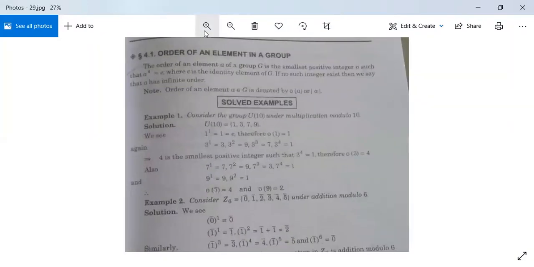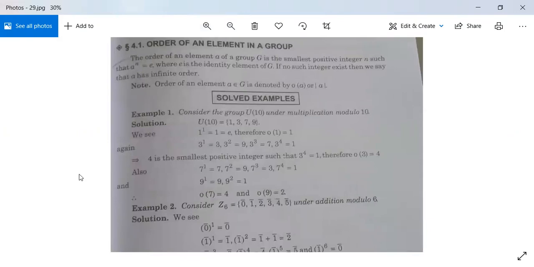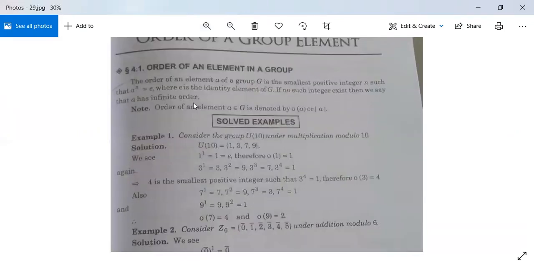इसके बाद ऑर्डर की बात आती है. ऑर्डर ऑफ एन एलिमेंट इन ए ग्रुप. देखें डेफिनेशन and there are some examples. The order of an element a of a group G is the smallest positive integer n such that a to the power n is equal to e. उस केस में n को कह देंगे order of a, where e is your identity element of G. If no such integer exists, then we say that a has infinite order.